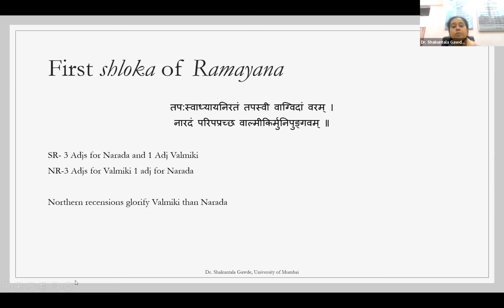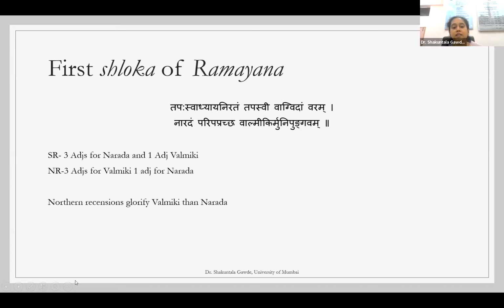So, Valmikihi Muni Pungavam. Valmiki also has one adjective, Muni Pungava, that is, best among the Munis. So Valmiki asked Narada. Now here we can see that there are three adjectives for Narada and one adjective for Valmiki in the southern recension. But in other recensions, all these adjectives, tapasvadhyaya nirata, tapasvi, vagvidam varam, are applied to Valmiki and not Narada.